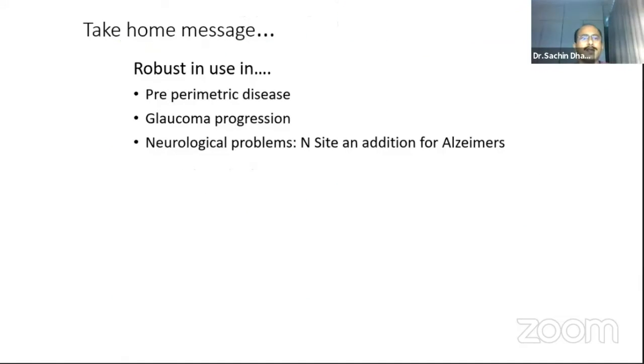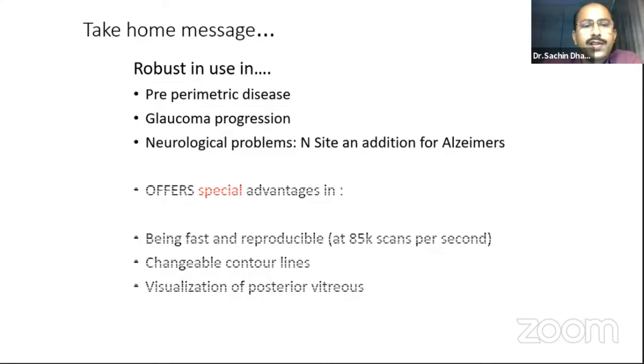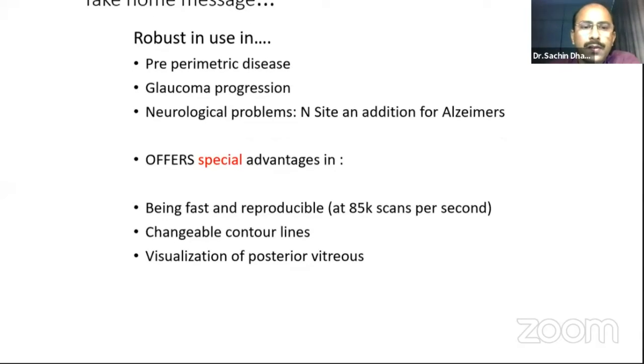So the take-home message is Spectralis can be robust in preperimetric disease, glaucoma progression, and neurological problems. It offers special advantages in being fast and reproducible. You can have changeable contour lines, which you cannot do in most of the machines, and visualization of the posterior vitreous, which is very, very robust when you want to make out certain unexplained changes in glaucoma follow-ups.